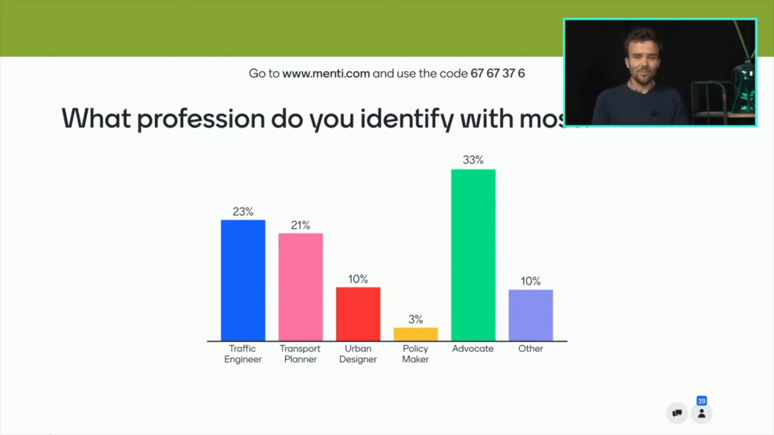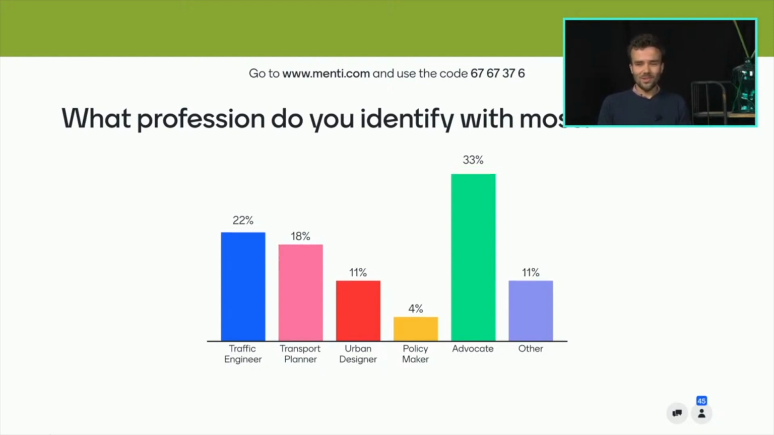So the first question, what profession do you identify with most? I struggle to ask people what you do for a job, because a lot of people have flexible interpretations of their job in their field. And today I can see a lot of advocates. That's always good to see. And then split between traffic engineers and transport planners, few urban designers in the mix. Good to see. There will be something in it for everybody, I'm sure. It's not too technical of a presentation and very much focused on the principles, so that'll be good for all of you. And then we'll go to the next.